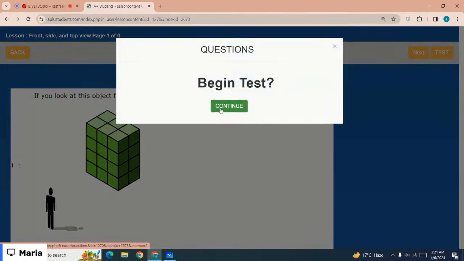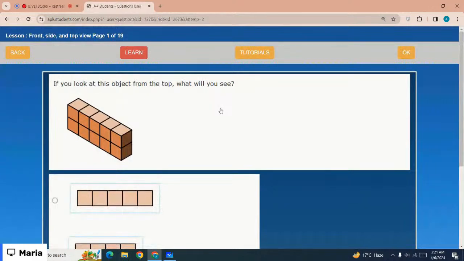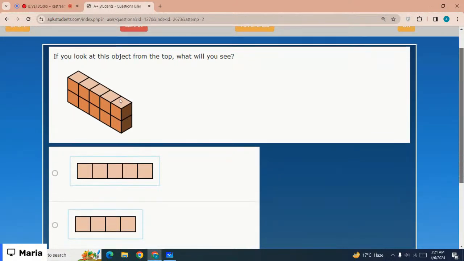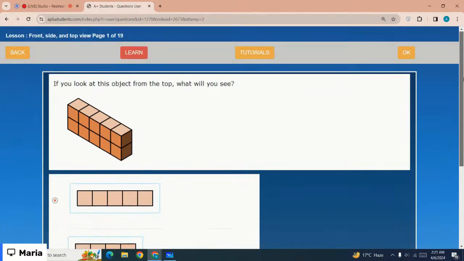Let's just start with the test questions. If you look at this object from the top, what will you see? So, which is the correct option? Yes, when you see this figure from the top, you can see this portion, right? So the correct option is option number one. That's the one you can see from the top.